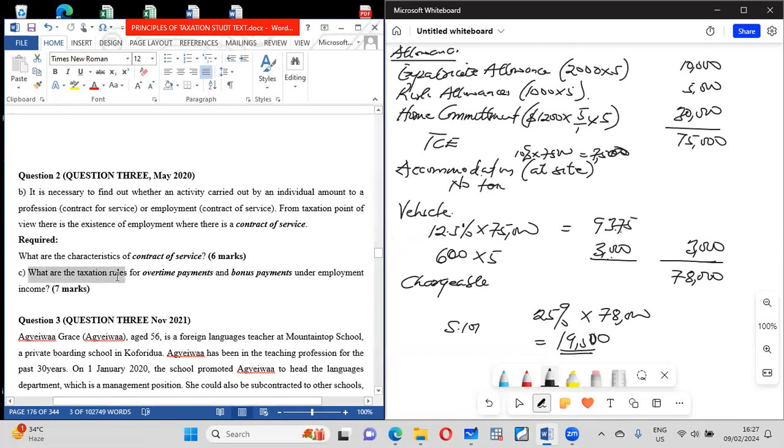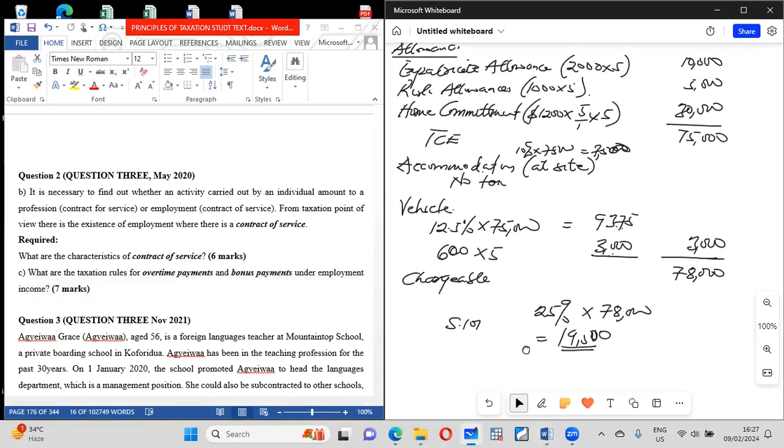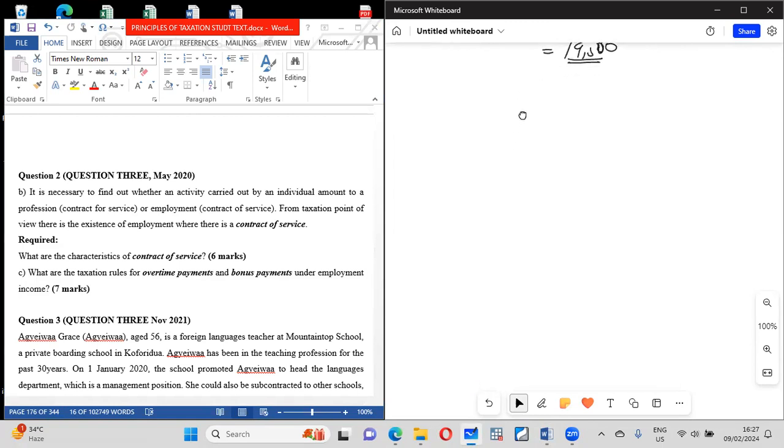All right, then we have: what are the tax rules for overtime payment and bonus payment? I think you should remember that. We said in overtime, first of all, the person has to be a junior staff by designation and by what? His annual basic salary not exceeding 18,000 Ghana cedis. You will state that one. Then you come back and say that if he qualifies, you do 50% of the monthly basic, then compare the overtime to the 50% of the monthly basic that you have done.